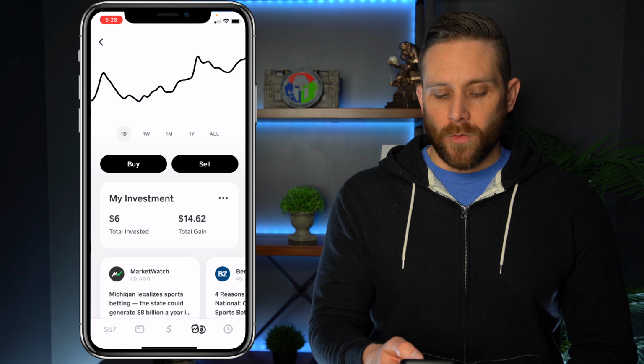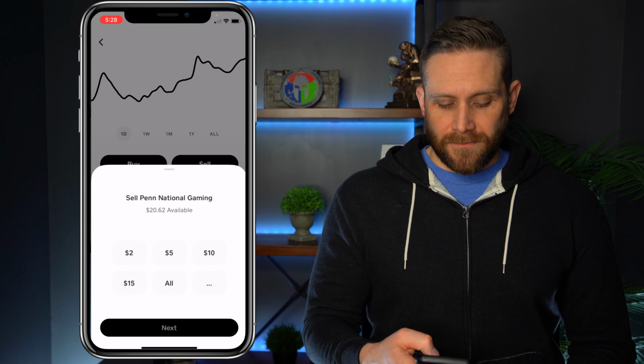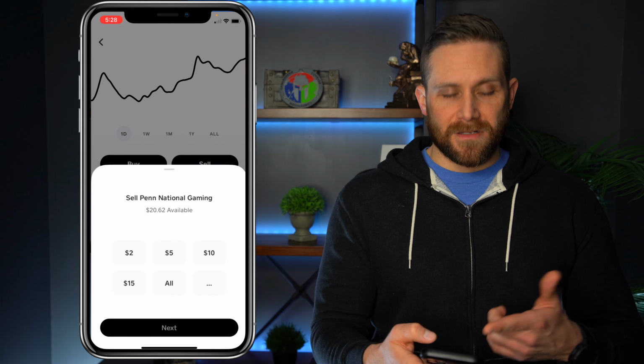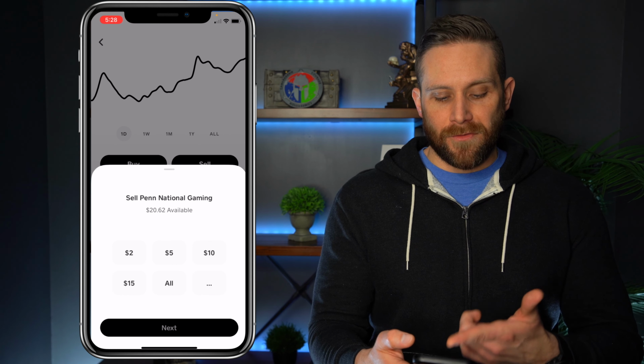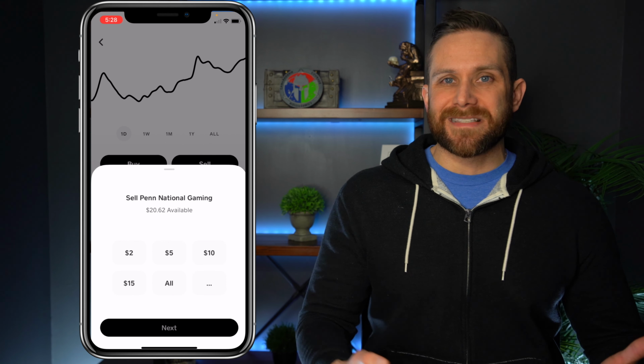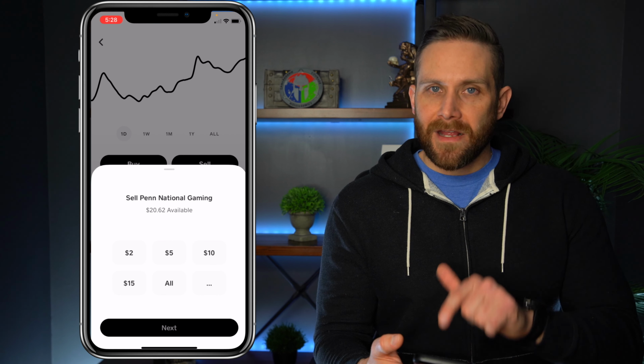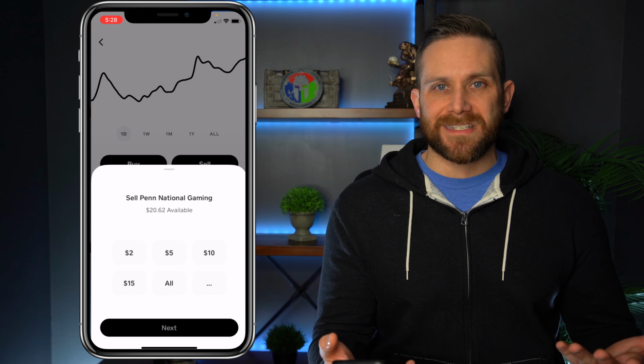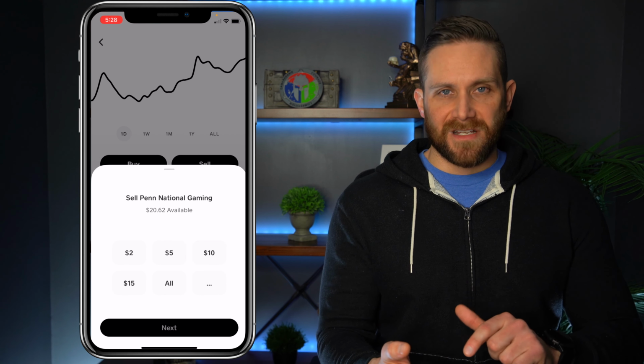So we'll hit the sell button, and we're going to choose the amount because initially they give you the option 2, 5, 10, 15, or all. Or if you want to, you can manually type in the amount. So we're just going to manually type in the amount, even though I could technically click on that $10 right there because we want to sell $10 of it. I want to show you how to do this side of things.